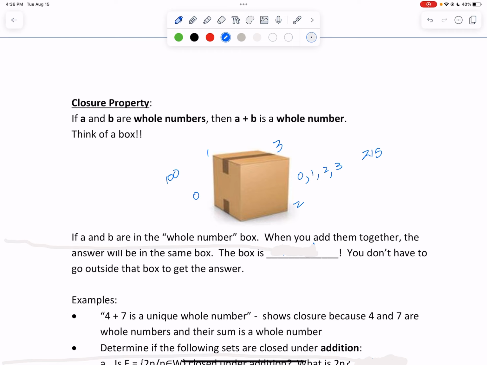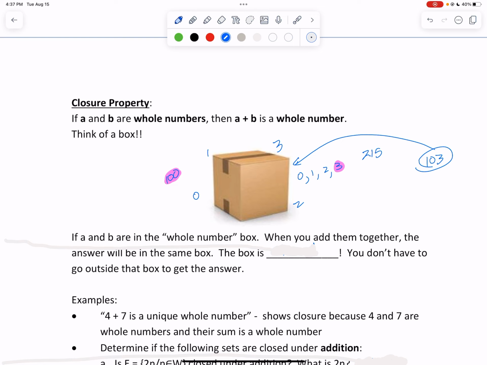So if I pick two numbers, any numbers out of there, let's do a 3 and 100. Okay, I picked those two. If I add those together, I'm going to get 103. So I've got 103. Would 103 be in my box? It's going to be in my box. It's got all the whole numbers, okay? So that would mean that it is closed.